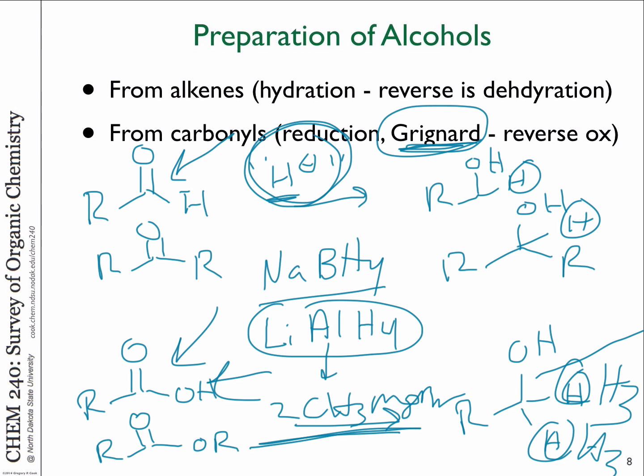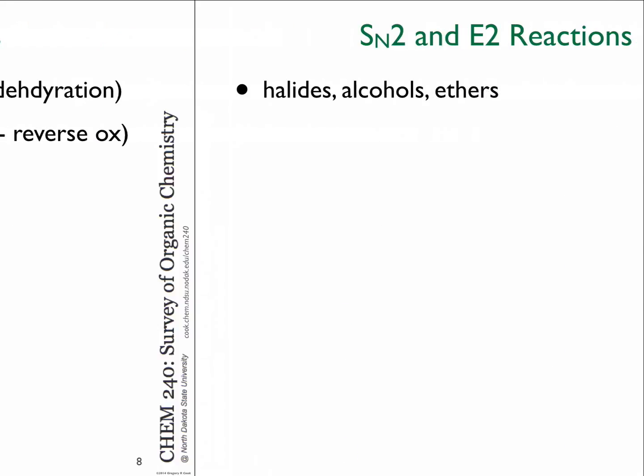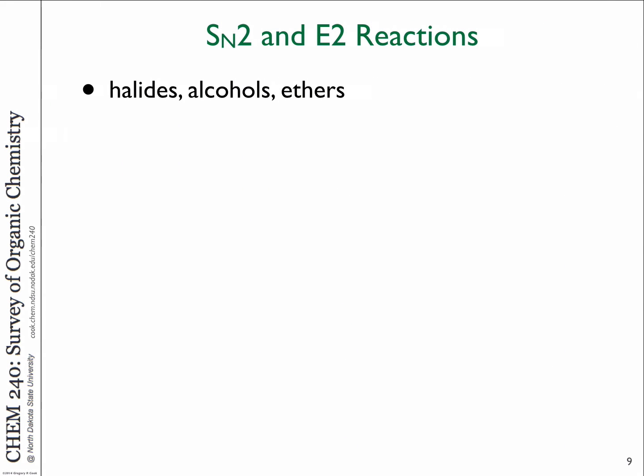Where, though, that substitution really matters, let's see, do I have it on the next one? Is when we make ethers. So when we make ethers and when we do reactions of ethers. So remember that alcohols can be deprotonated to make an alkoxide. So I'll just give an example of this one.